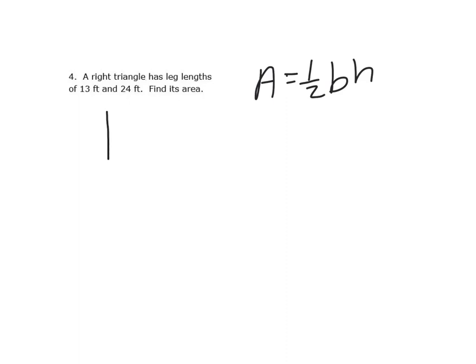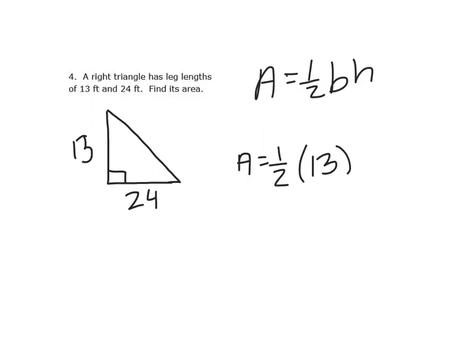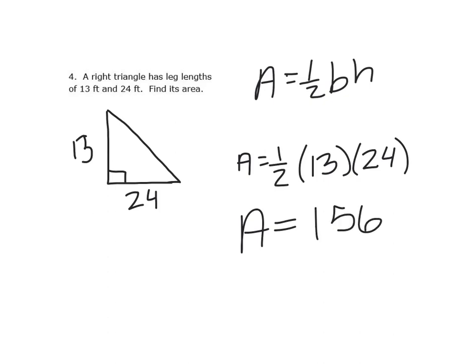In this problem, we're asked to find the area of a right triangle given the legs. So the legs have lengths 13 and 24. The legs are going to be the sides other than the hypotenuse, which means we have the perpendicular segments, which are needed to find area. So our area is going to equal half of 13 times 24. And then from here, you just multiply that all up, and you should get 156, and this would be feet squared.